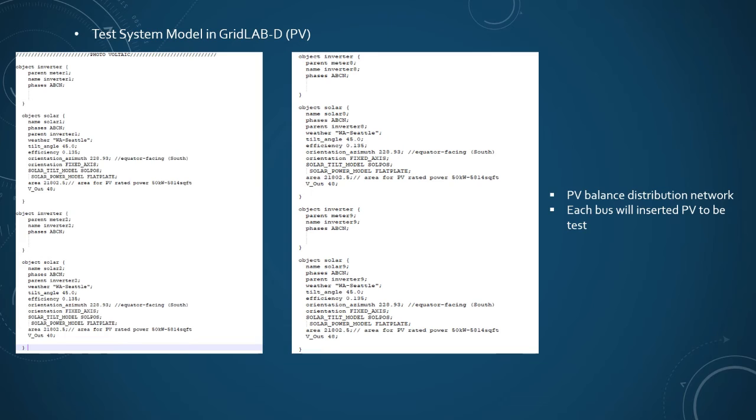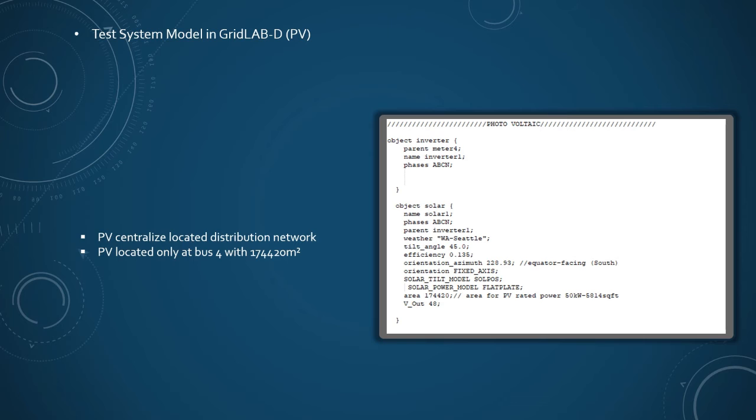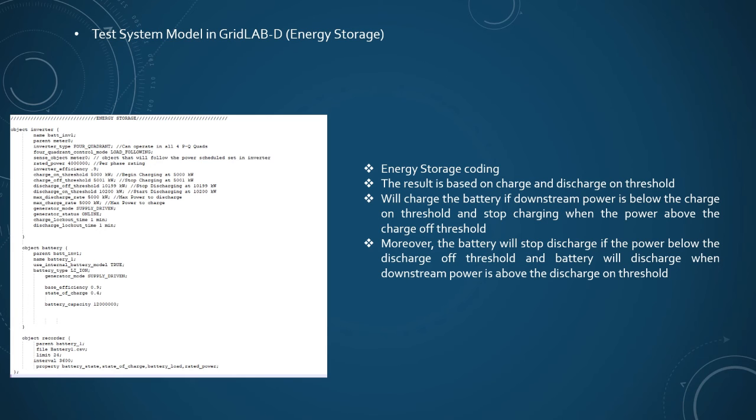Basically for the PV, there are two cases, which are the PV balance distribution and the PV centralized located. This is the PV balance distribution, where each bus will have a PV inserted to be tested, and the area of the PV will also be divided into 9, because in my project I have 9 buses to be edited. Next one is a PV on a centralized located distribution network. This PV is located at only one bus, which is bus 4, with an area of 174,420 meters squared.